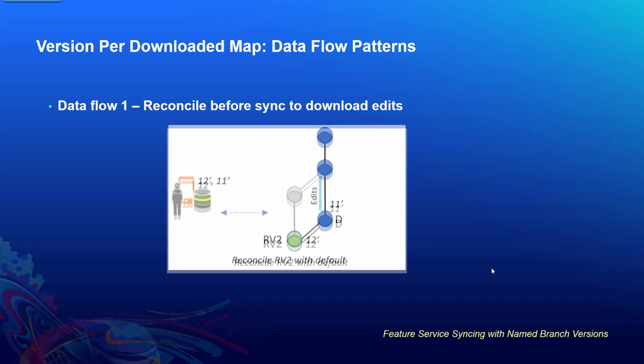Next, the client calls sync and edit 11 prime is downloaded. Now let's talk a bit about how sync works here. To determine the edits to download, the sync first finds where the replica version is referencing default. As you can see, it is right here. It then gets all the changes from there to where the client reports it last downloaded changes, which is right here. It is these changes that are used for the download.